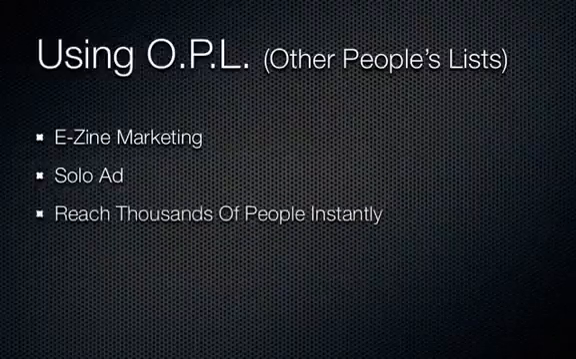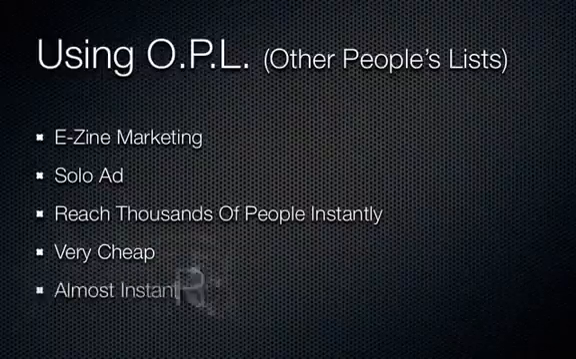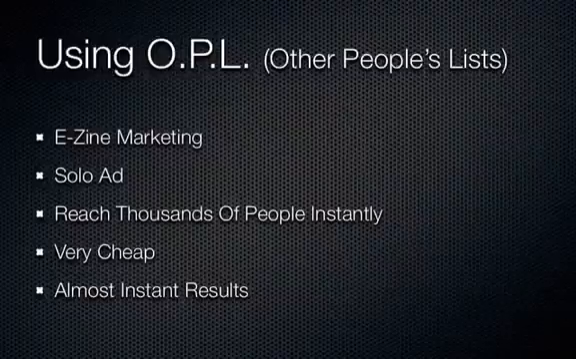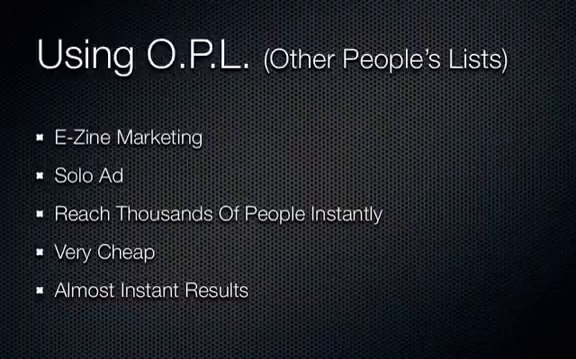So with e-zine solo ad marketing, we're going to reach thousands of people virtually instantly, with just a click of a mouse. It's very cheap, like I said, and most importantly, it gets you almost instant results. When I submit an e-zine solo ad, I start seeing results within about an hour, typically on average. So when you click that send button, about an hour later, you start seeing traffic, people coming to your affiliate site, and then you start seeing sales coming in right away. You don't have to wait days and days for that to work.